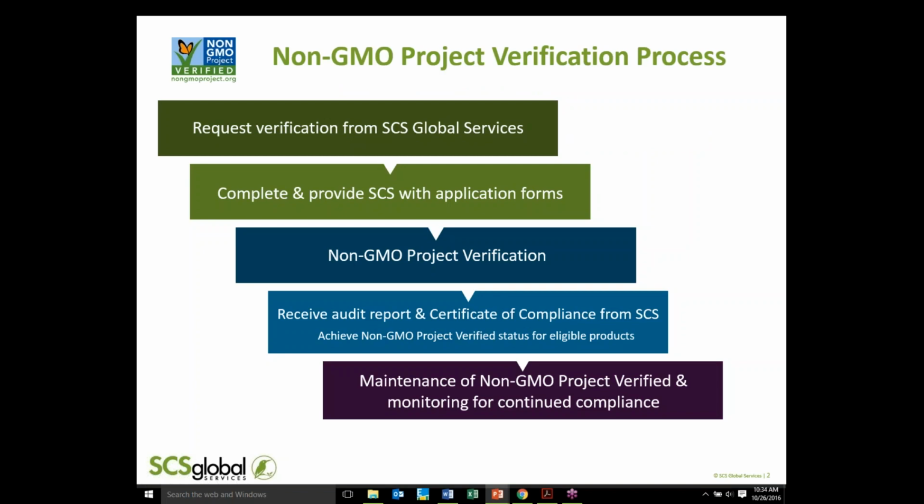So to begin, let's take a high-level overview of the verification process, which can be summarized in 5 distinct steps: requesting verification from SCS, completing the program application documents, the Non-GMO Project compliance audit itself, obtaining the audit report and, for all eligible products, your verification certificate, and maintaining compliance by way of annual monitoring and the annual compliance audit. For those who have completed our organic certification or other identity preservation type audits, this process should be quite familiar to you.